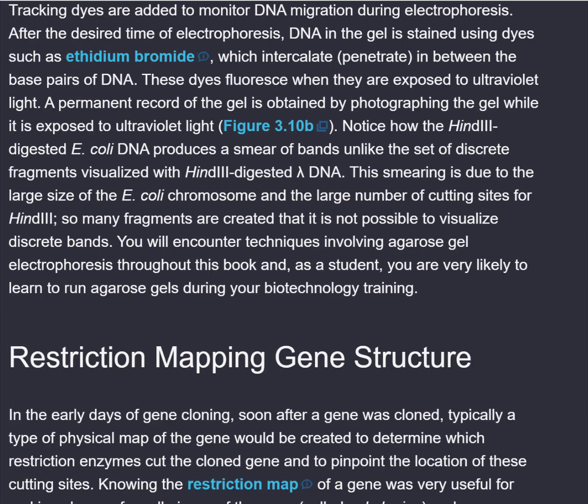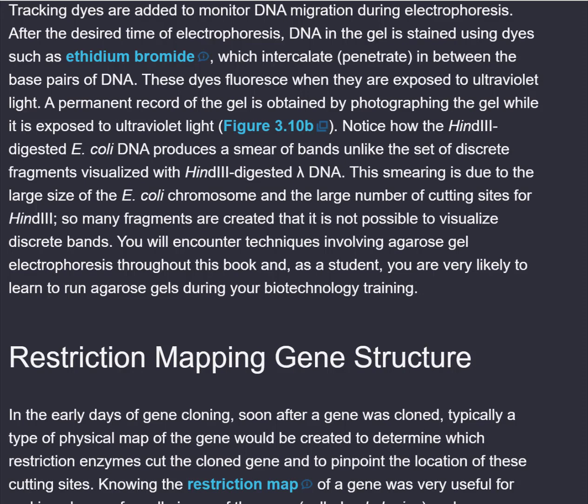Tracking dyes are added to monitor DNA migration during electrophoresis. After the desired time of electrophoresis, DNA in the gel is stained using dyes such as ethidium bromide, which intercalate, penetrate, in between the base pairs of DNA. These dyes fluoresce when they are exposed to ultraviolet light. A permanent record of the gel is obtained by photographing the gel while it is exposed to ultraviolet light, Figure 3.10b.